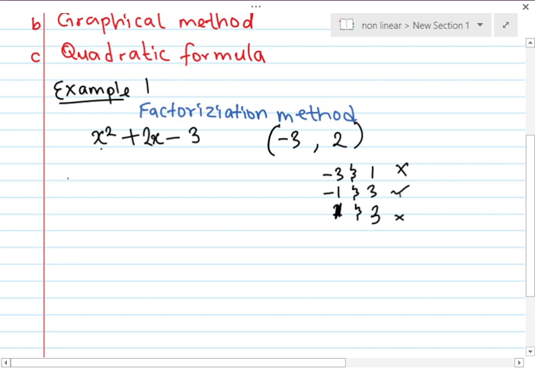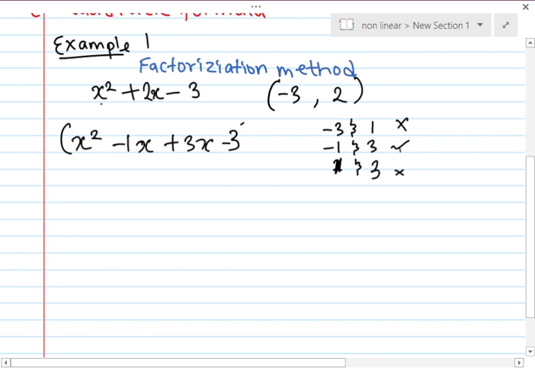Minus 1 and 3. Let's not put it in the bracket for now. Let's just leave it as x squared minus x, there's nothing like 1x but I'm just showing you, plus 3x minus 3. So this is what we have, and we share it like this. What's common here? x is common: x times (x minus 1), plus, what's common here? 3 times (x minus 1), because 3 times x is 3x, and 3 times minus 1 is minus 3.